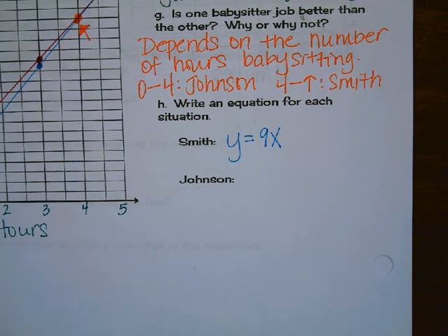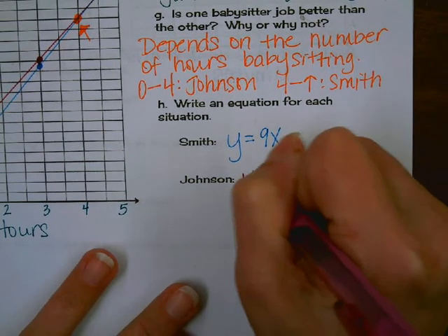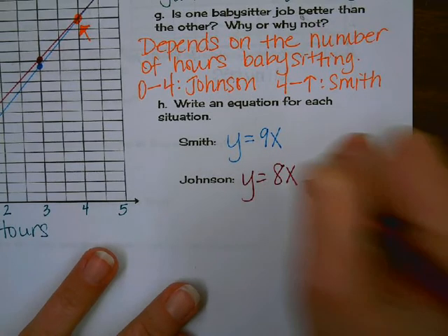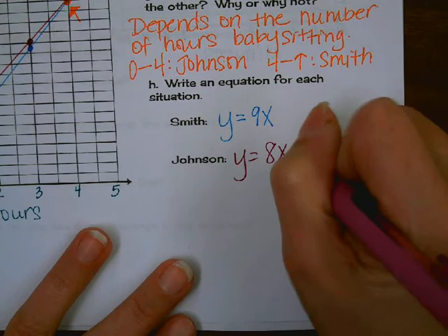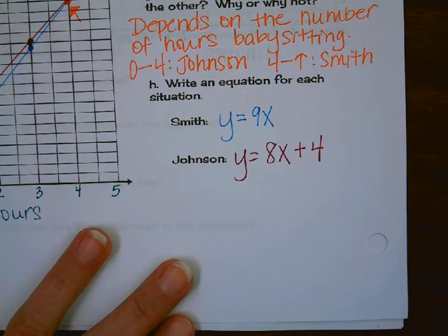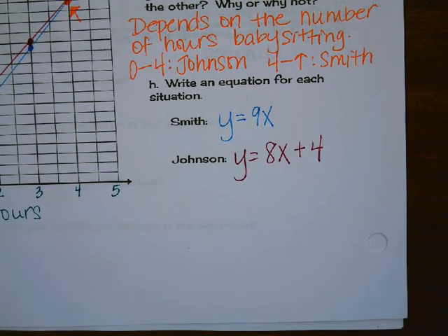So when we go to do Miss Smith's line, it's going to be y equals 9x, because it was a proportional relationship and I started out at 0, I don't have to write any initial value. So Miss Johnson was y equals 8x because her slope was 8. However, she does have an initial value as she starts at $4, so I have to do plus 4.